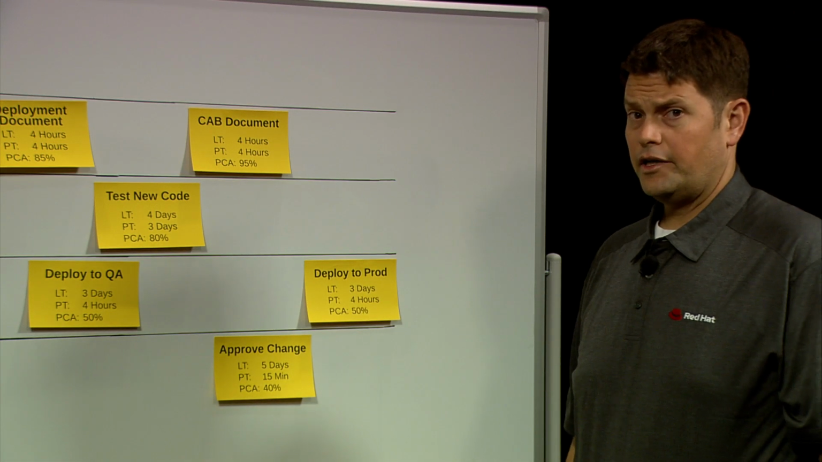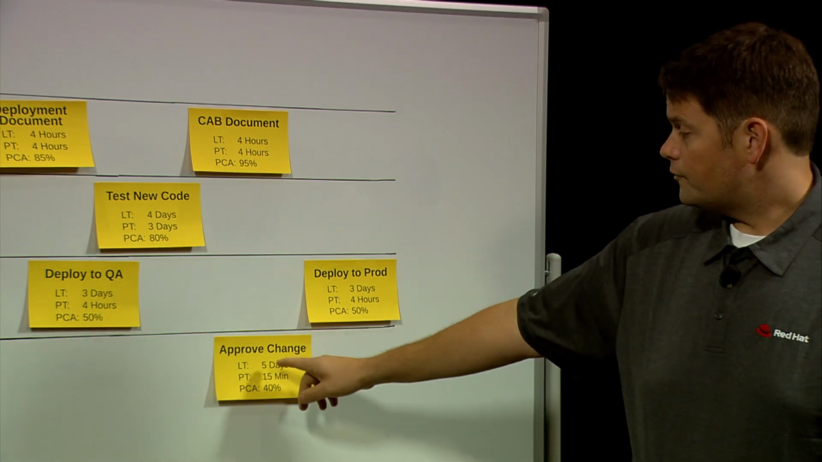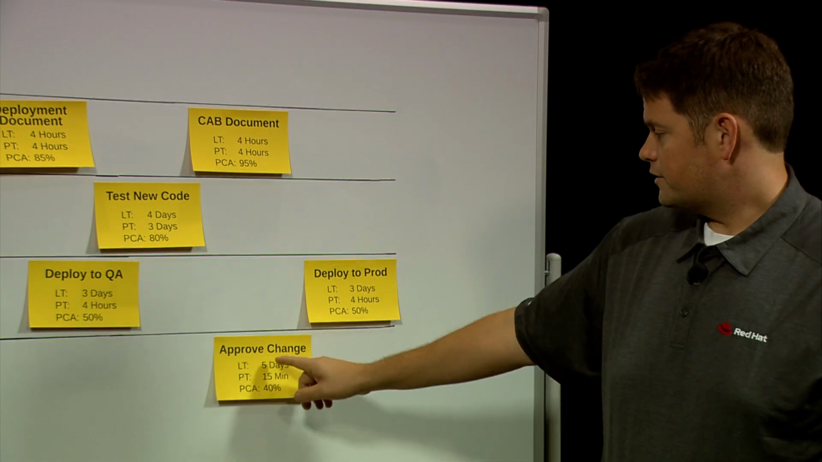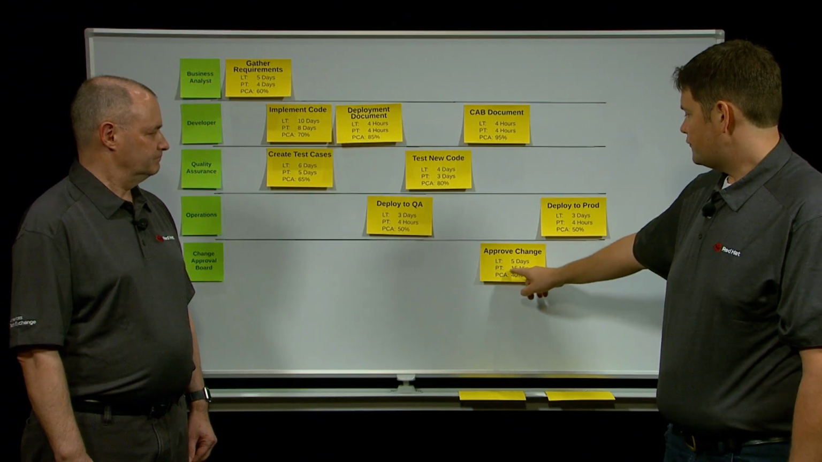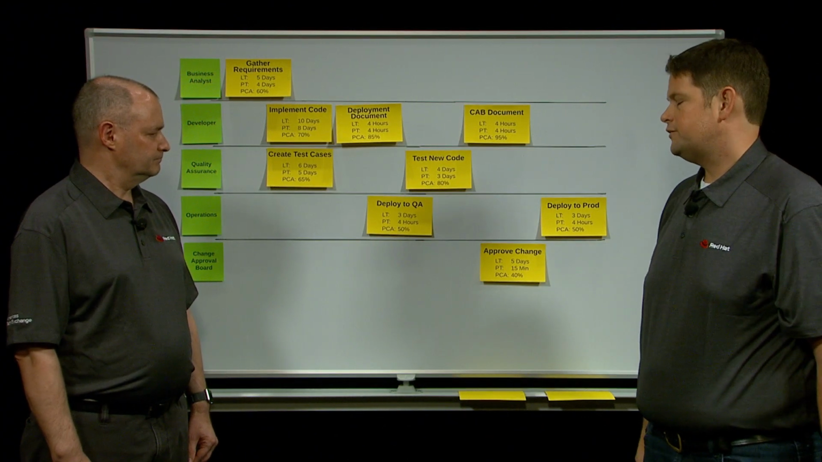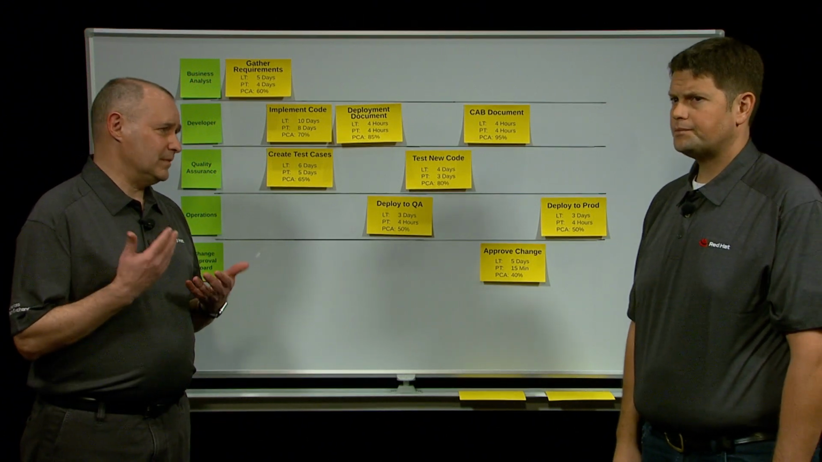And as I'm looking at this right now, I'm noticing this right here. This change approval step has a very long lead time compared to process time. So 15 minutes of process time and a lead time of 5 days. Can you tell me what's going on with that, Steve? So that makes a lot of sense to me.